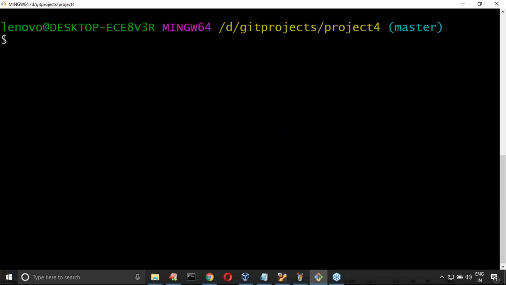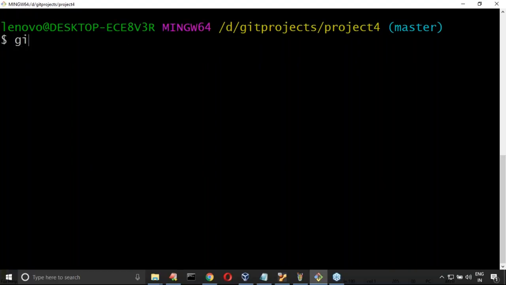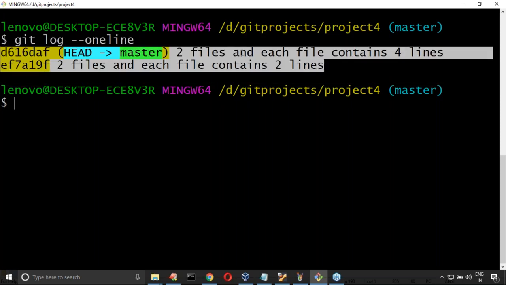Very simple, sir. Currently how many commits are there? Two commits. Git log --oneline. In real time, hundreds or thousands of commits are there, right? Don't worry, sir, your process is the same. Now I want to compare.